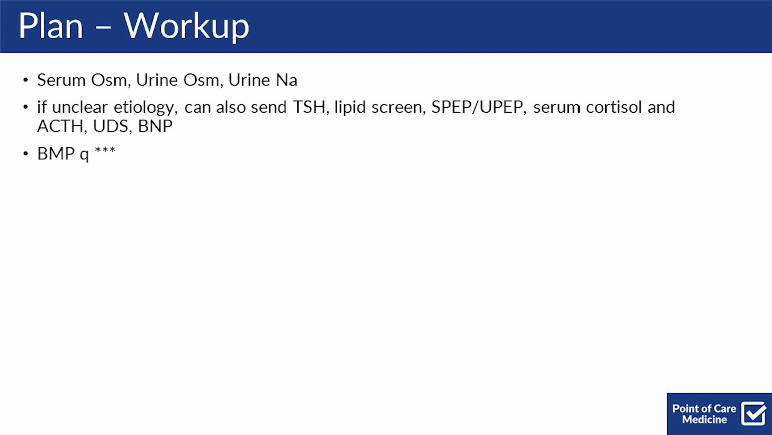For a plan, again, the workup includes serum osms and urine sodium, and that's so that you can determine whether it's hypotonic hyponatremia, whether ADH is present, and whether RAS is on. If it's an unclear etiology or they don't fall nicely into one of those buckets, you can also send a TSH, a lipid screen, an SPEP-UPEP, serum cortisol, ACTH, a urine drug screen, and a BNP. And you should be trending your BNP as frequently as you think is necessary based on the severity of their hyponatremia.